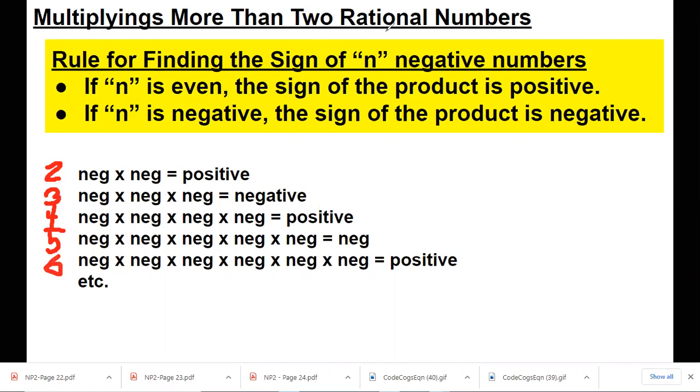All of the even numbered counts, so you have 2 multiplied together, 4 multiplied together, and 6 multiplied together, that's going to give you a positive answer. Whereas the uneven, there's 3 here, that's uneven, 5 here, that's uneven. That will give you a negative answer.